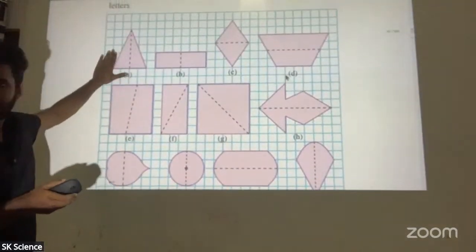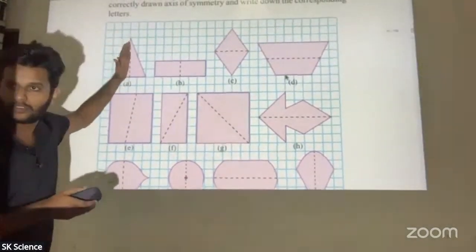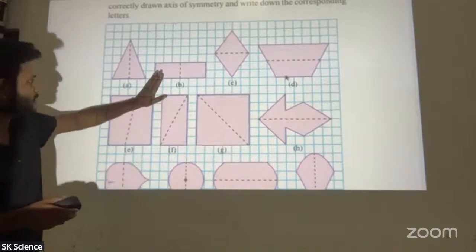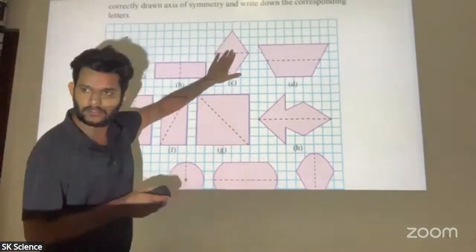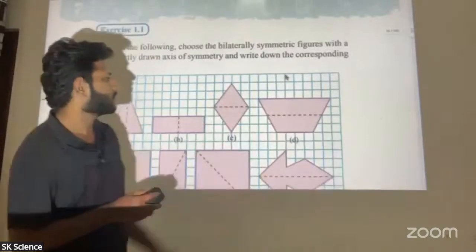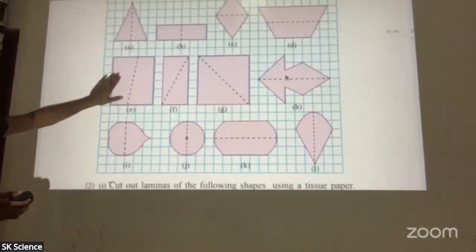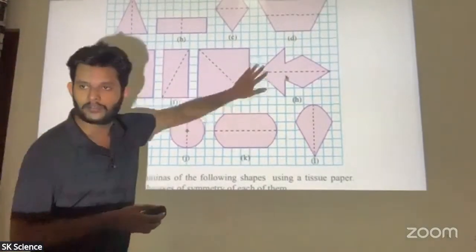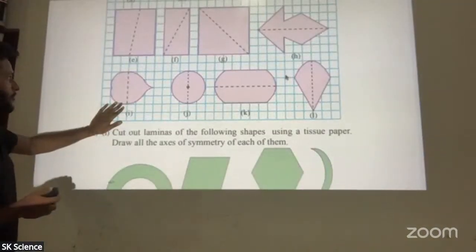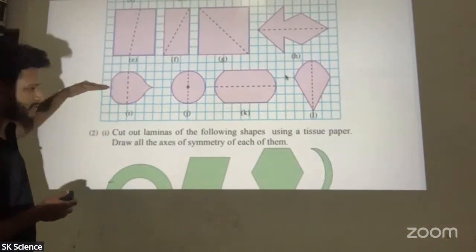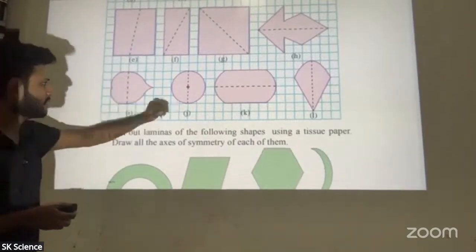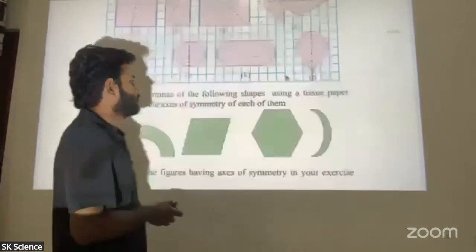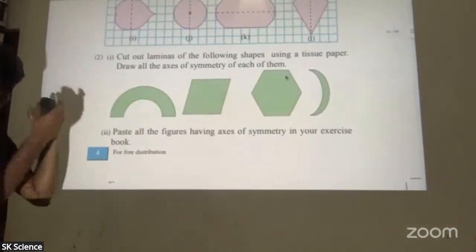Is this a bilaterally symmetric figure and is this axis correct or not? Yes, this is a bilaterally symmetric figure and the axis is also correct. This one is also correct. Here, correct. Here, no, this is not correct. Here, no, here, no, here, correct. Here, the figure is symmetric in this axis, but this is not the correct axis. Here, correct. Here, correct. You understood this, no? This is an easy mathematics lesson.